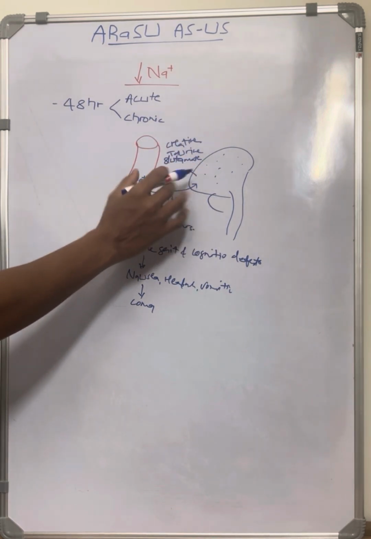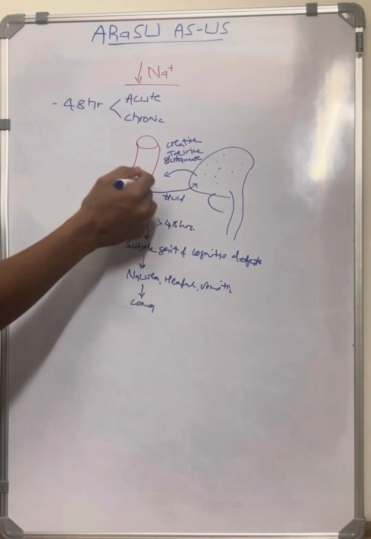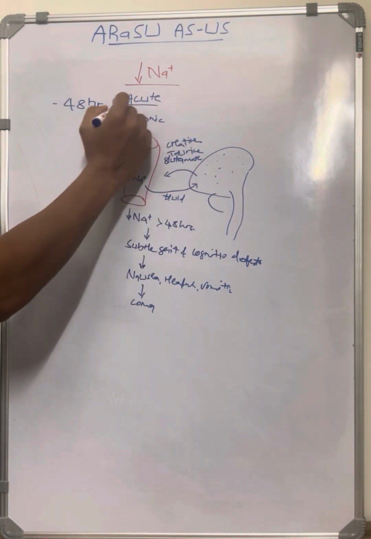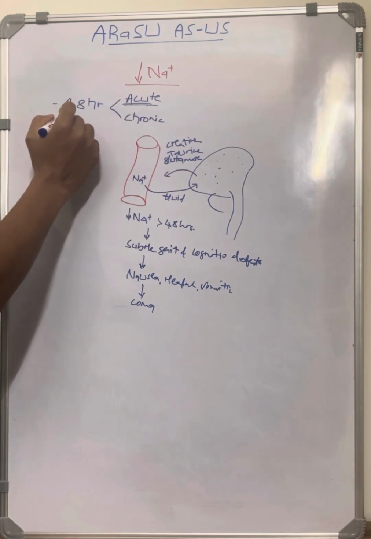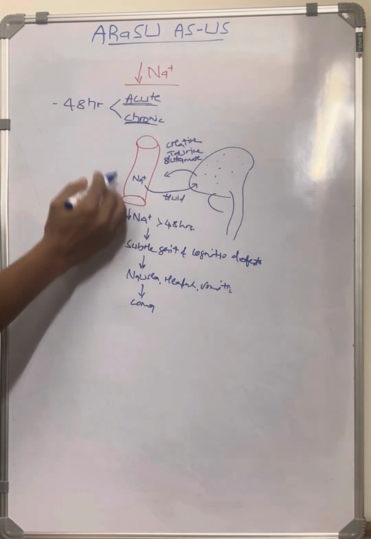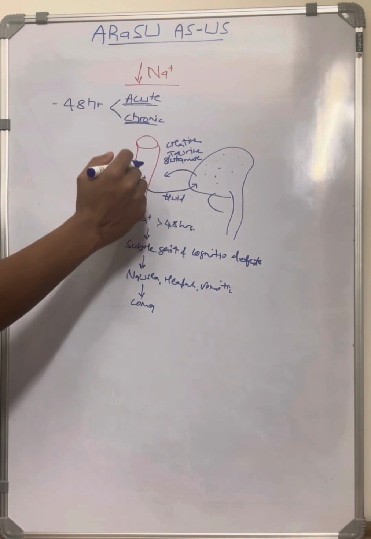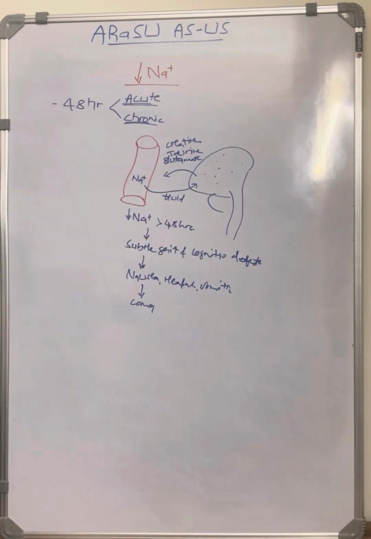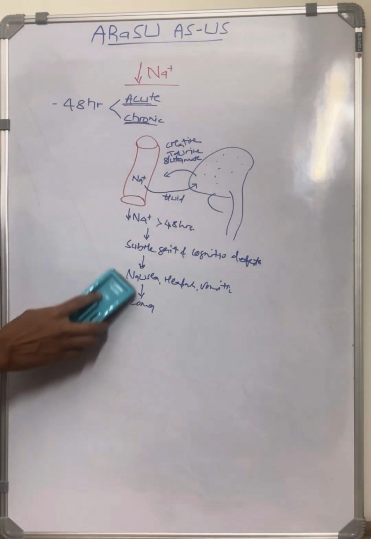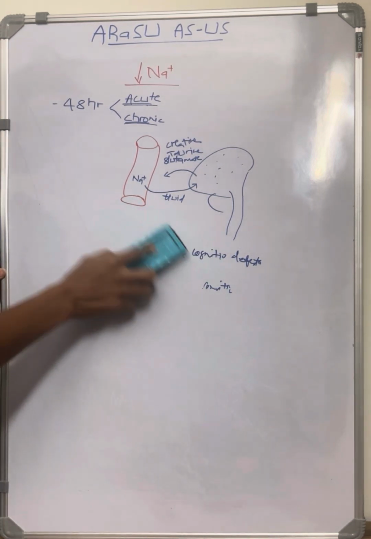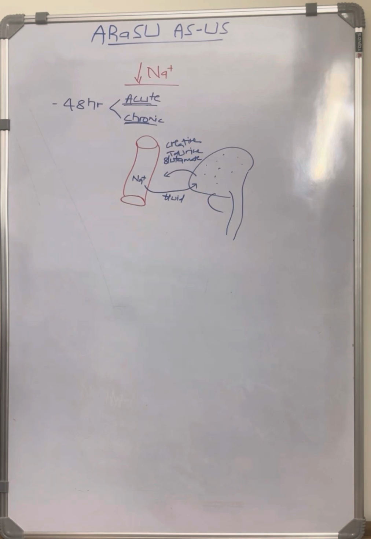All these changes will occur only if hyponatremia persists for more than 48 hours. So we consider it acute if it is less than 48 hours, and if all these changes have probably occurred, we will consider it chronic hyponatremia. Now, why is it so important? Because this will help in understanding the osmotic demyelination syndrome concept.